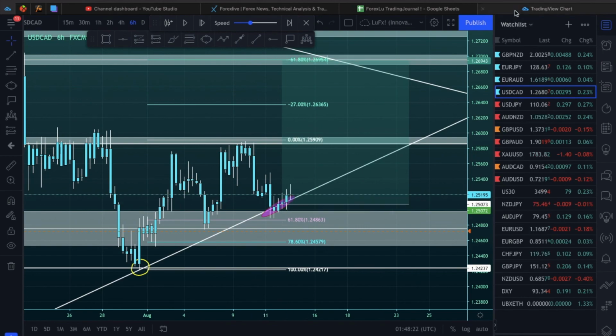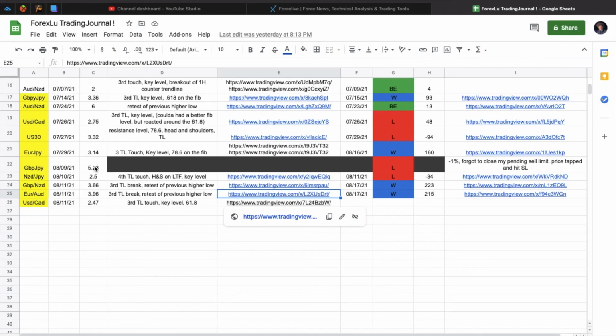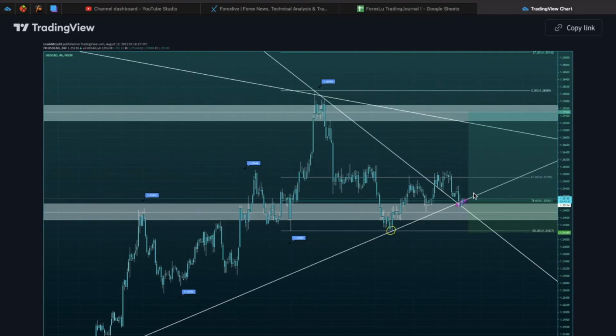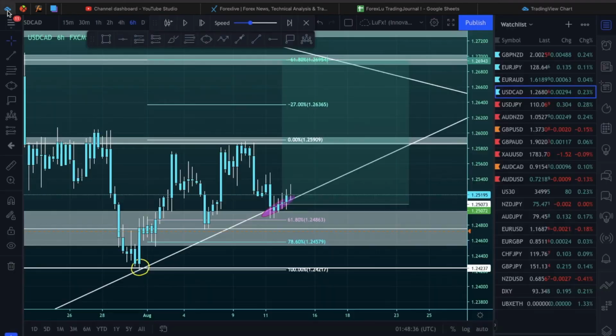So right around here, right? And actually, we can go check. So I got in right around here, and our stop loss was 241.89.